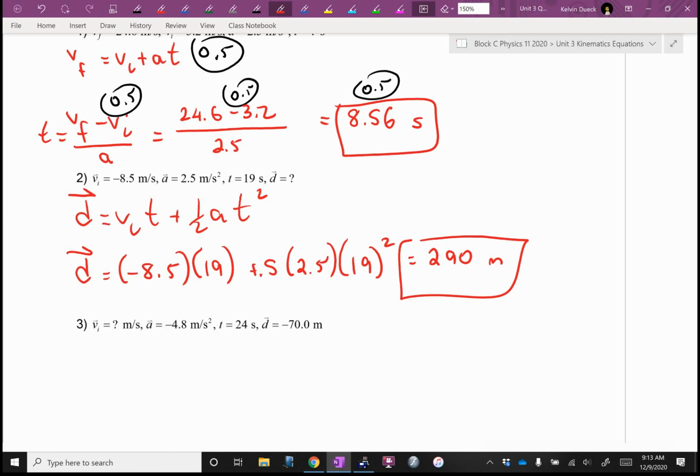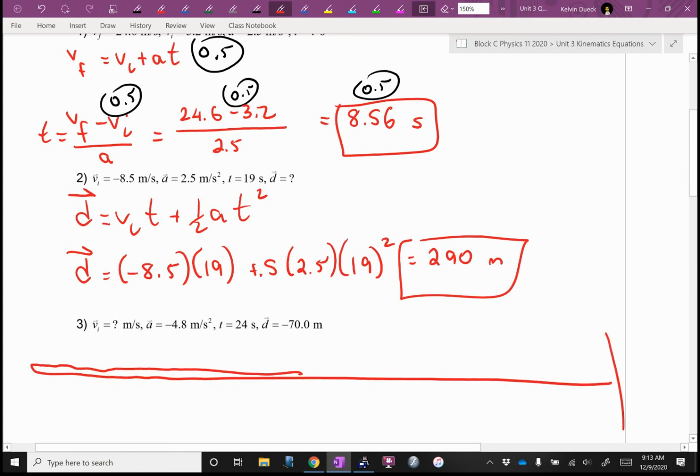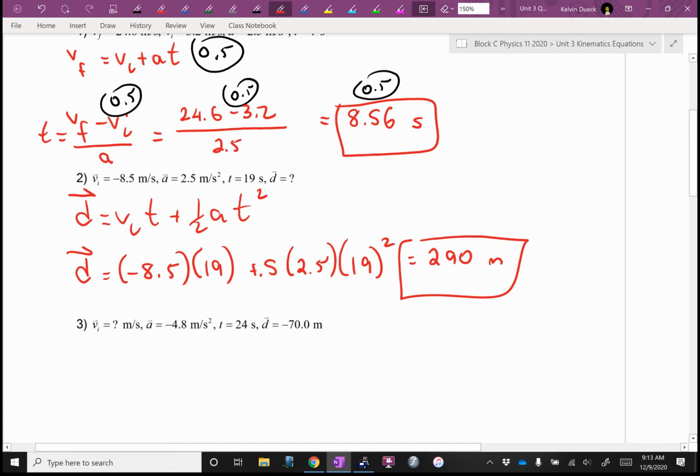Right? This, by the way, if we drew a picture of number 2, it must look like this, going backwards, going back. Somewhere we're slowing down, turn around, going forwards, speeding up, speeding up. And that's where we ended up, at the 290 meters in front of where we started from. It would look something like that. A lot of information packed into here.